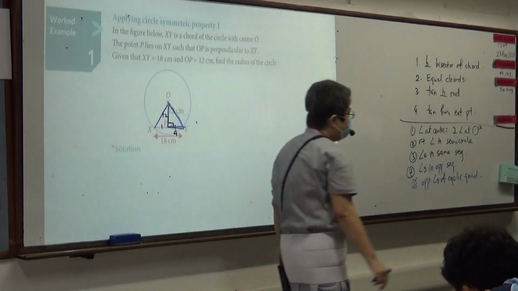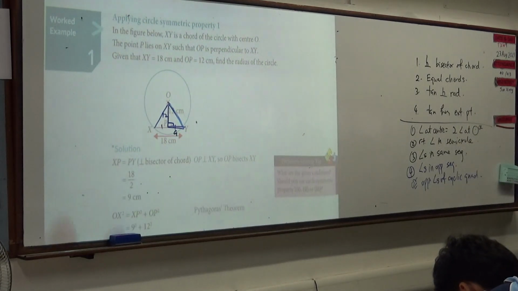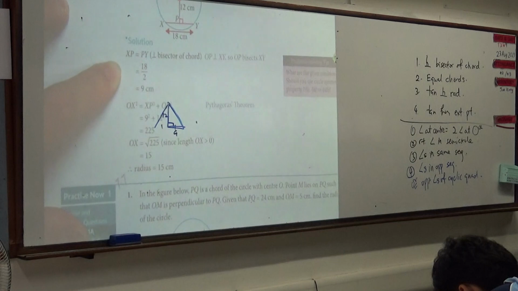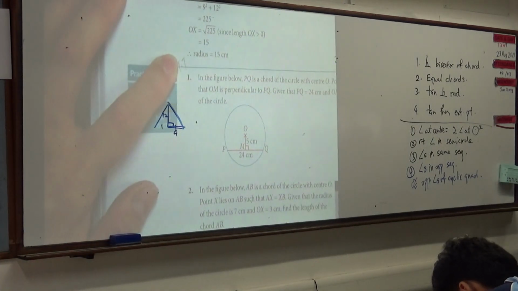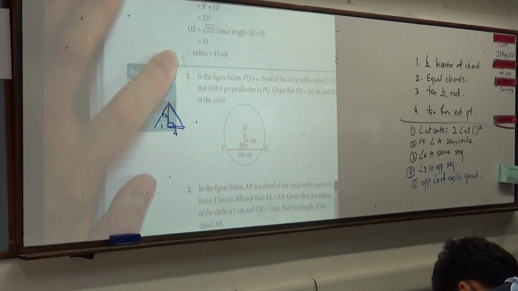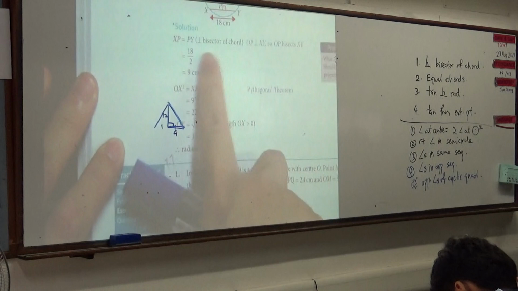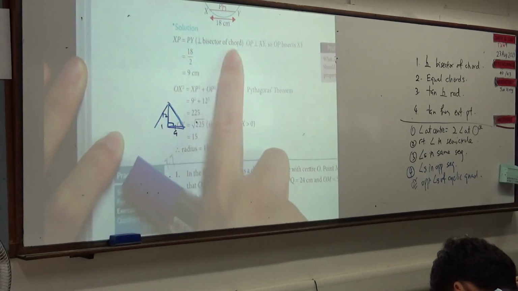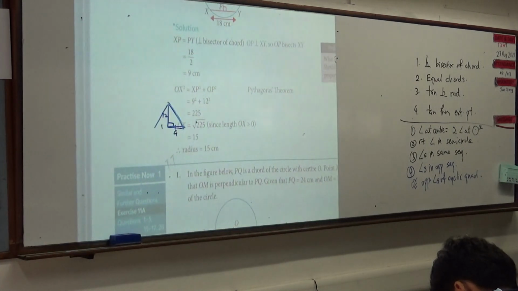Okay? So let's take a look at the presentation. We know that XT will be 9. Alright? Then by Pythagoras theorem, you will get 15. Is that clear? Now the important thing here is that you must write this statement. Perpendicular bisector of chord. This one no need to say, just write perpendicular bisector of chord. Are you clear? Okay, so this is the example 1.